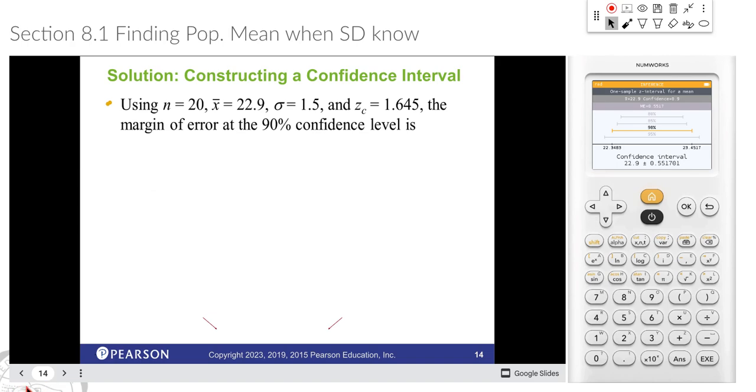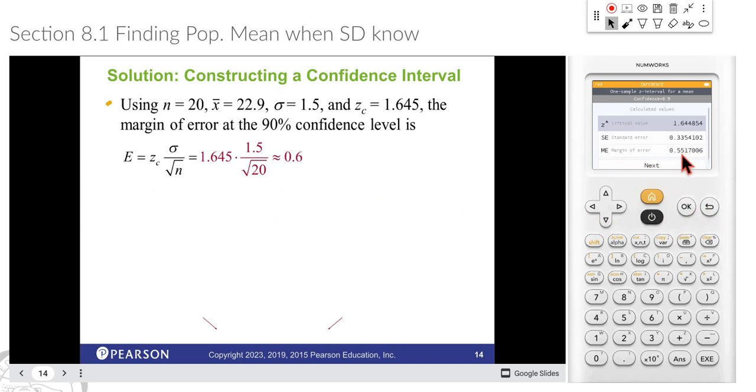Go back here. By hand, if you were doing this, you would go through this calculation to get the margin of error, which again we had back here. Margin of error is point. We had it more accurately, but rounded it would be 0.6 approximately, right?